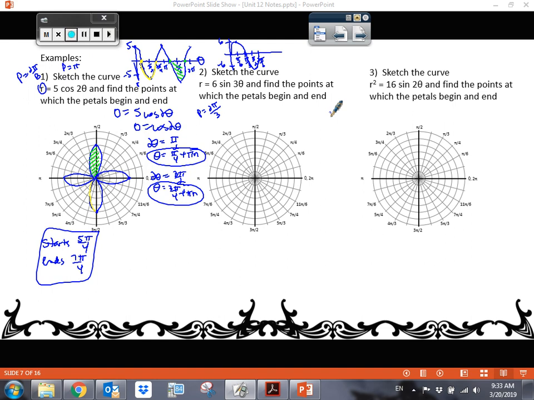Let's investigate. When this is our theta, if you recall, this is r. When theta is 0, r is 0. When theta is pi over 6, r is 6: 1, 2, 3, 4, 5, 6. There's 1 petal. Then at pi over 2, I have a negative 6. Pi over 2 would be up here, but r is negative, so it's going to shoot me across: 1, 2, 3, 4, 5, 6. So now I can see where that petal goes.